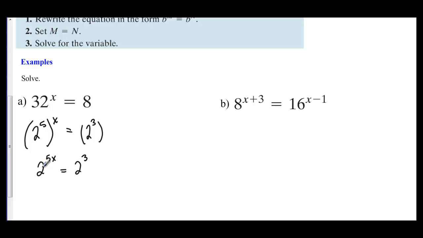And once we get here, we can basically just drop our bases. What we're really doing is taking log base 2 of both sides, but you can just think of it as dropping your bases. So log base 2 allows us to be left with just 5x equals 3. Then when we solve, we divide both sides by 5, and we get x is 3/5.